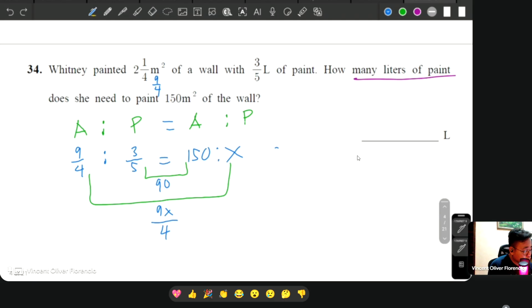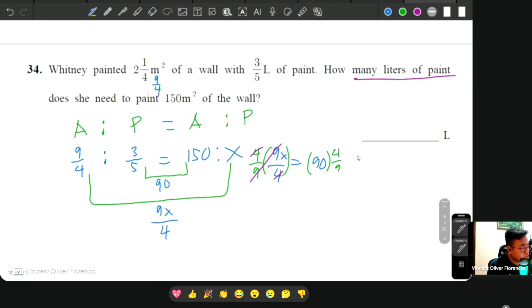Now, it means to say, again, that our means and extremes should be equal. That's the rule of ratio and proportion. So we have here now 9x/4 is equal to 90. What you do here is multiply both sides by 4/9. Why? So that we can cancel out the 9. We can cancel out the 4.